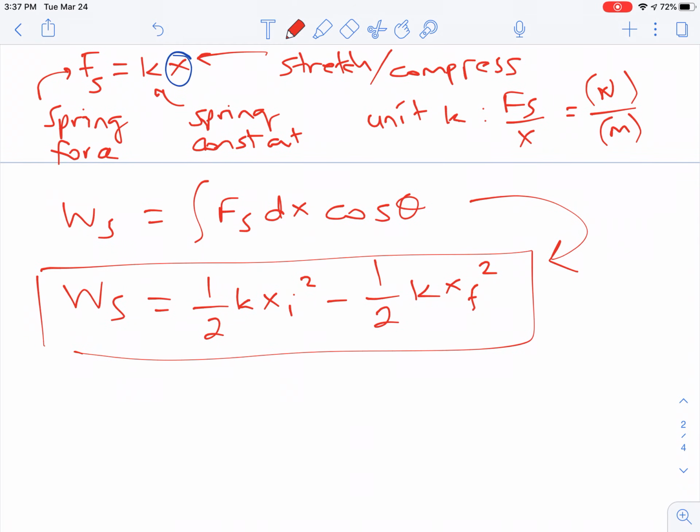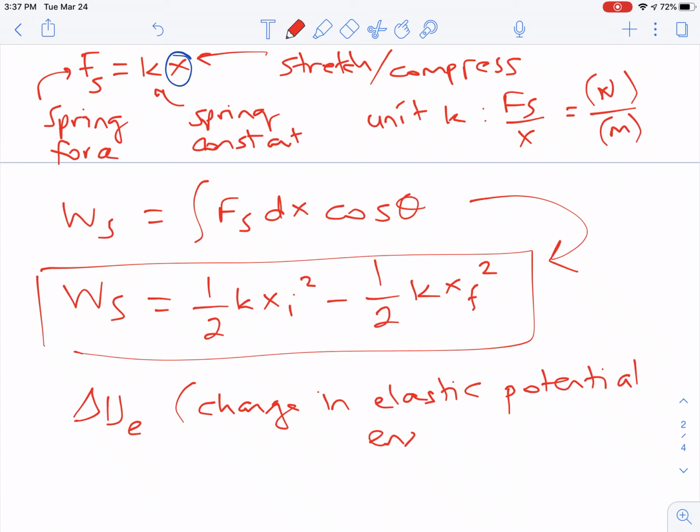Be careful with one thing, especially in the next chapter. I already showed that in example problem 7.31, but we are going to relate this to the change in potential energy of the spring, which we're going to call elastic potential energy. This is in chapter 8, but I did briefly talk about it in the example problem.